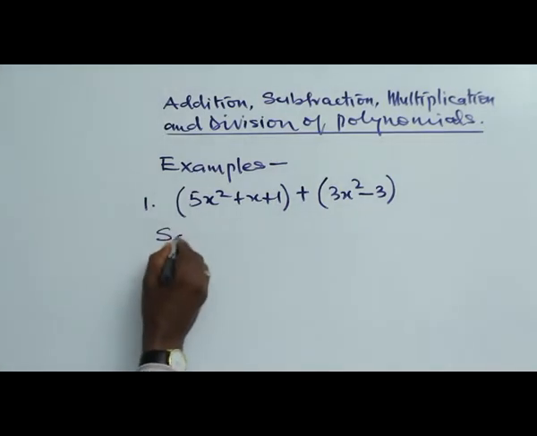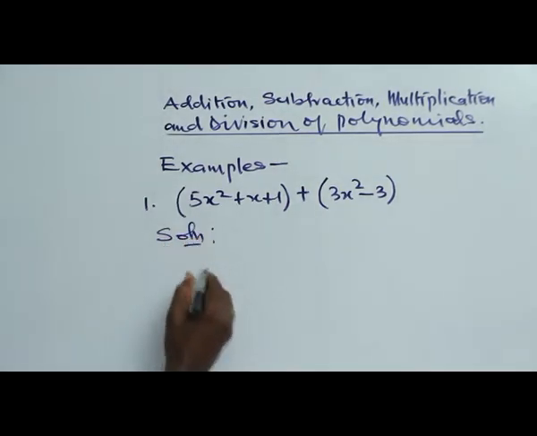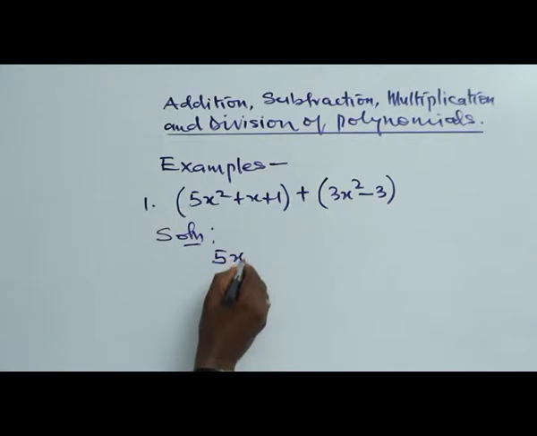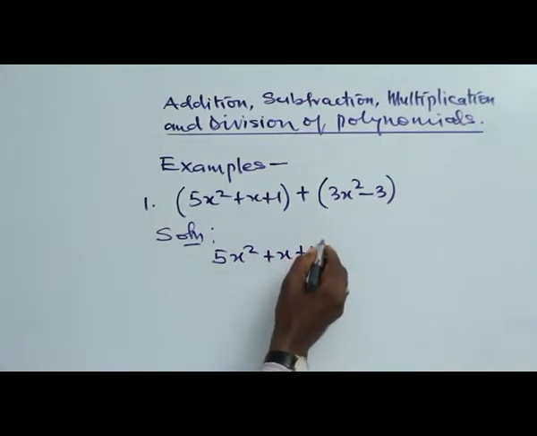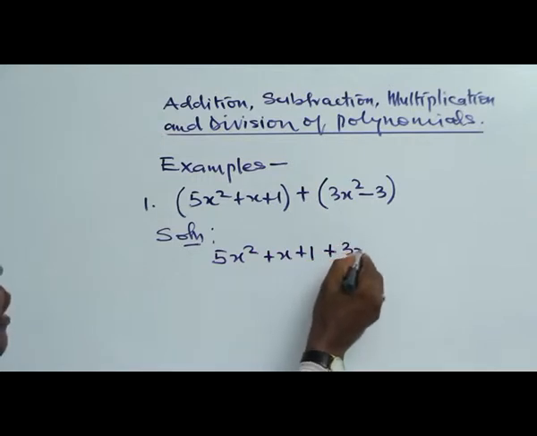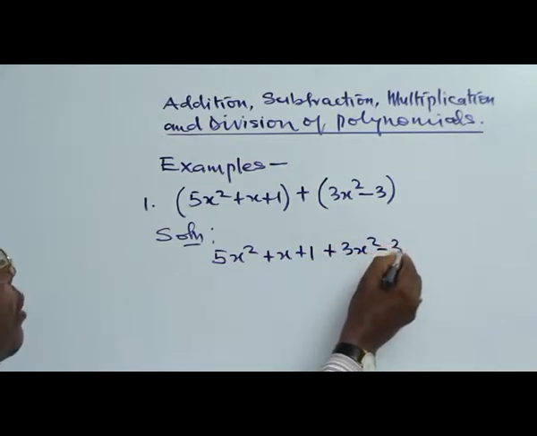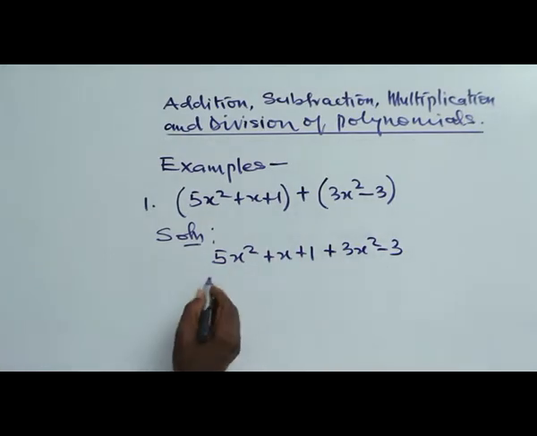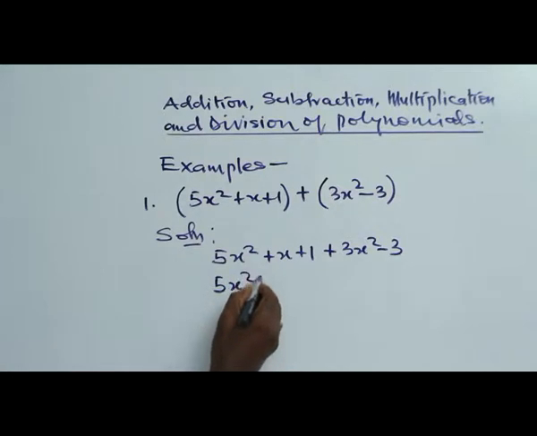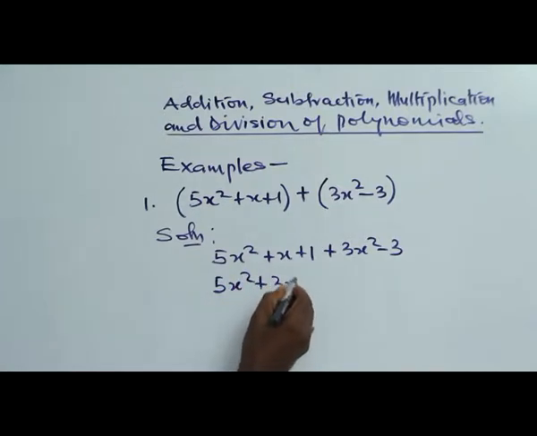Our solution: you have 5s squared plus s plus 1, plus 3s squared minus 3. I have opened the brackets. I will now collect my like terms. I have my 5s squared plus 3s squared.